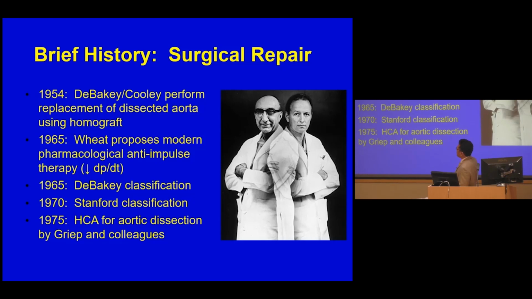In 1965, Dr. DeBakey came up with his classification, and later on in the 70s, the Stanford classification was described as well. And in 1975, Dr. Griepp and his colleagues first described the use of hypothermic circulatory arrest to be able to treat this deadly disease.